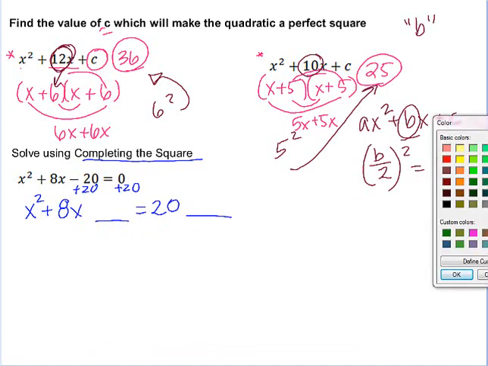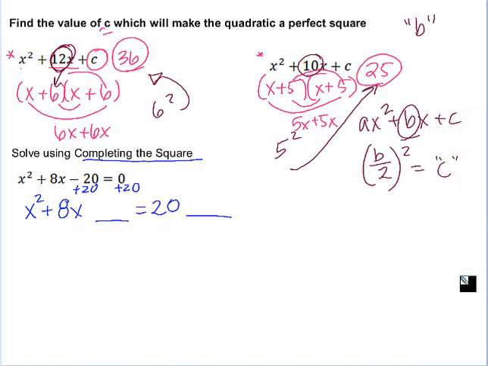Next, after you have your x squared and your x alone, you then complete the square. So 8 is right now our b term. So we're going to take 8 and divide it by 2 and square that number. 8 divided by 2 is 4, and 4 squared is 16. So I'm going to add 16. Now, so that I don't change my equation, if I add 16 to the left-hand side of the equation, I better add 16 to the right-hand side of the equation.